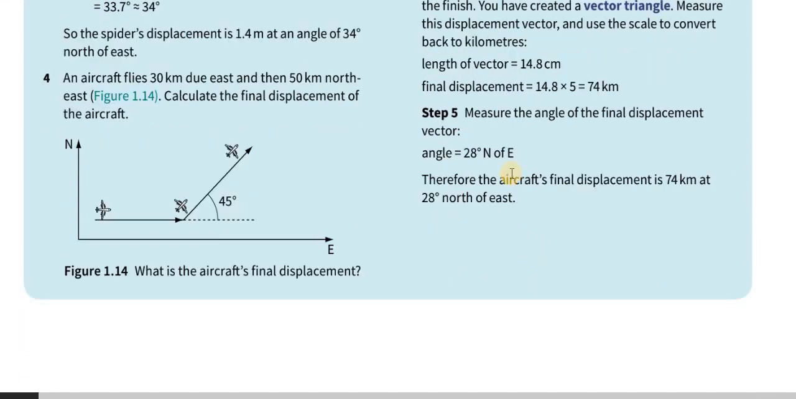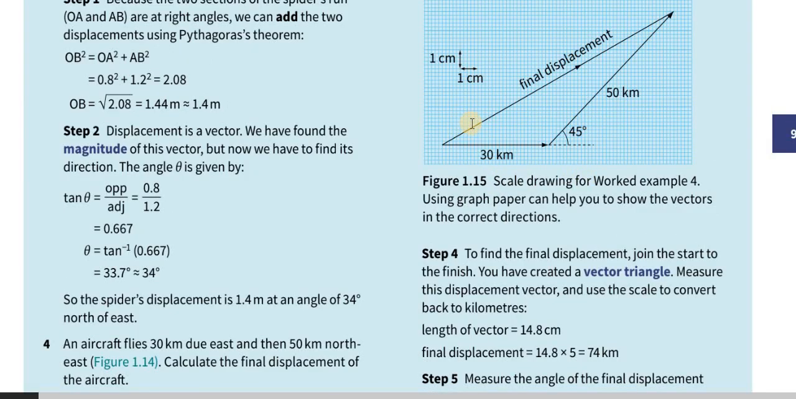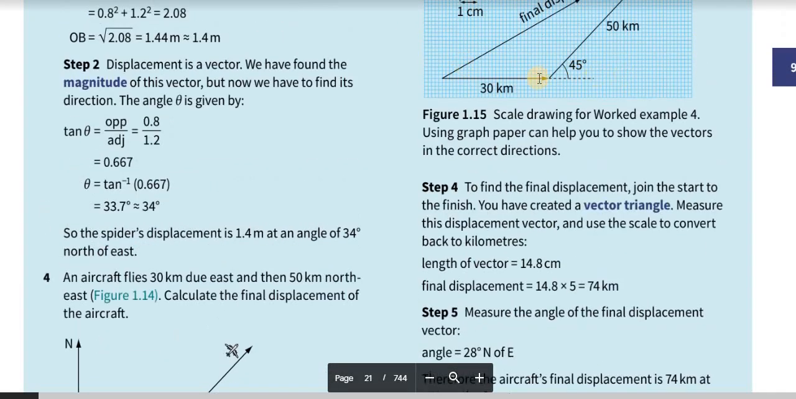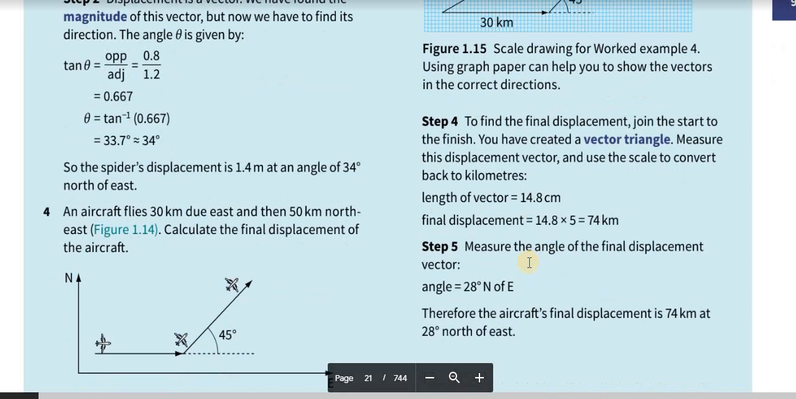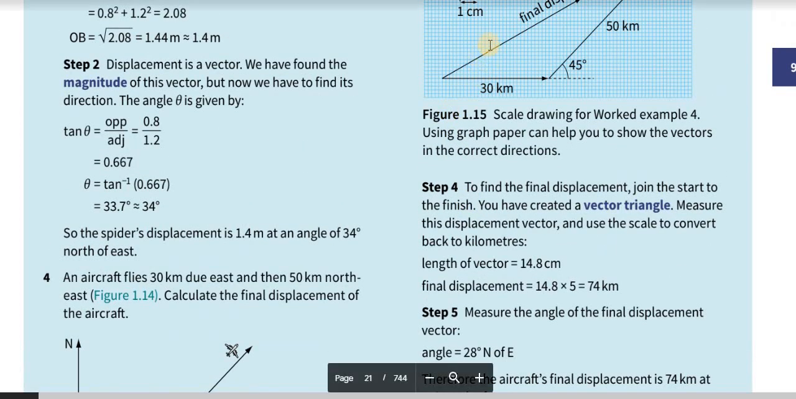Then the next one is you have to specify what the angle is, because displacement is a vector quantity which has both magnitude and direction. So what we can do is use a protractor and measure this. You will get 28 degrees north of east, because from the east direction it's 28 degrees in the north direction. So that's why we say 28 degrees north of east. Again, don't confuse these two. Sometimes students write east of north here. It should be north of east, because from the east direction only we are measuring towards the north direction. In the anti-clockwise direction we are measuring this angle.